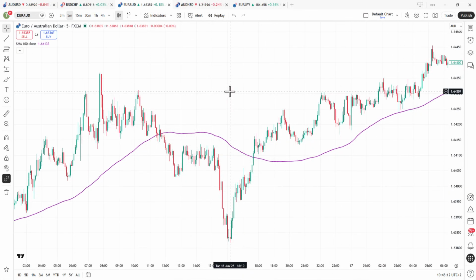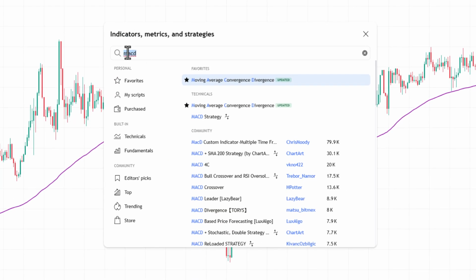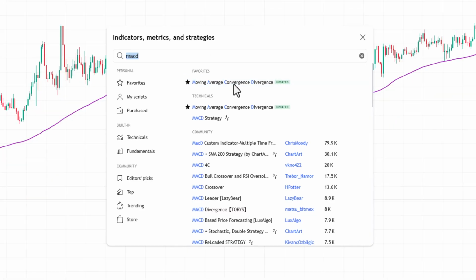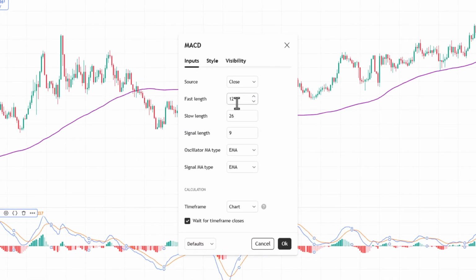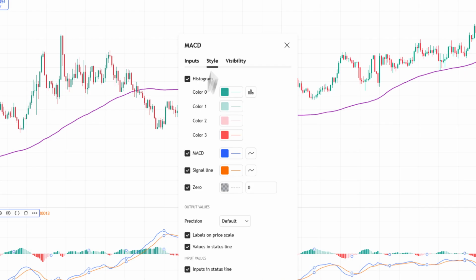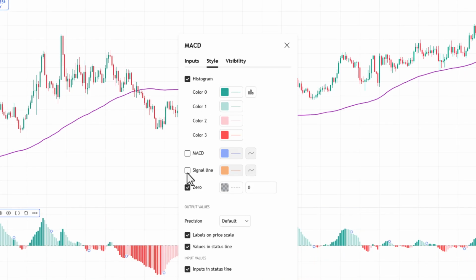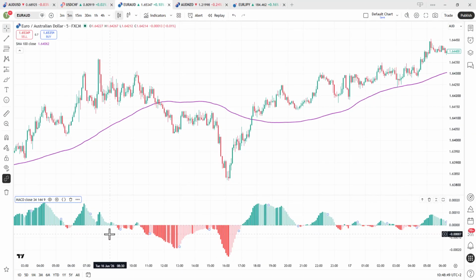I'll show you an easy way to tweak the MACD so it becomes a trend identification indicator. So we go to Indicators. Well, you can type in MACD and it's the moving average convergence divergence. And then we right click on it, go to Settings. For the fast length, we set it at 34. For the slow length, 144. And signal length, we leave as is. We go to Style, we turn off the MACD and turn off the signal line. We are just interested in these bars, the histogram.